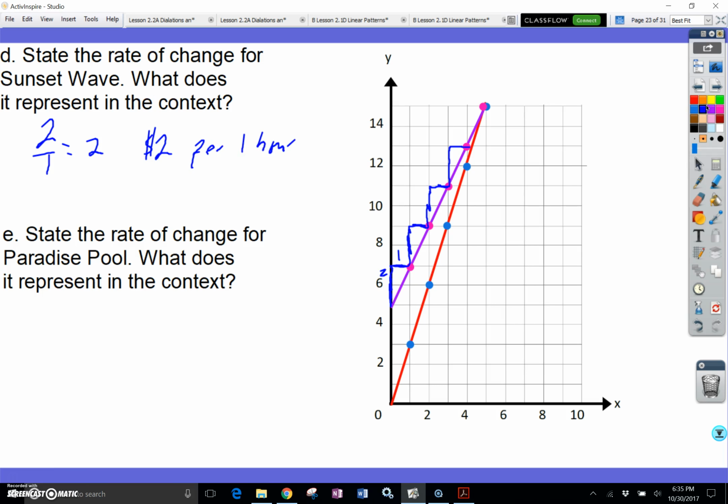Now let's go and look at Paradise Pool. I'm going to use the green. Here, I go up 3 over 1, up 3 over 1, up 3 over 1. So using here, I can see the rise over run, the rate of change, the slope. They all mean the same thing. In this example, it's 3 over 1, which reduces to 3. And that stands for $3 per 1 hour.